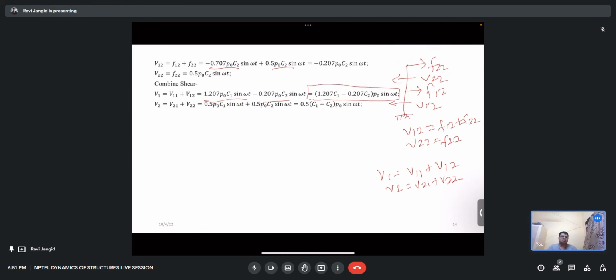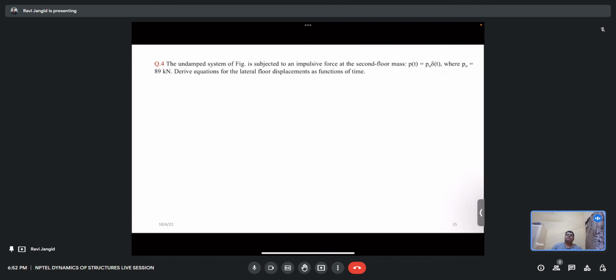Same for the second story. And if you compare this with the previous one, these come out the same. Both the methods provide the same results. So it depends on you which method you want to use, because it doesn't affect your results. Now come to the last question of this, in which we are using a different kind of force.